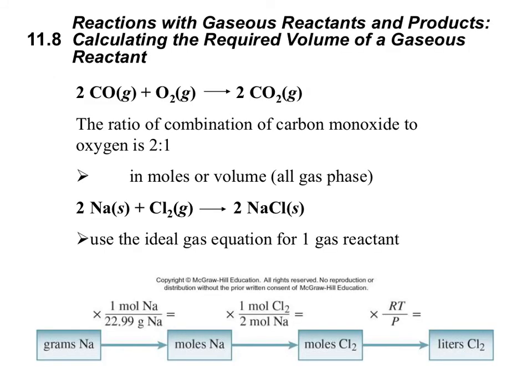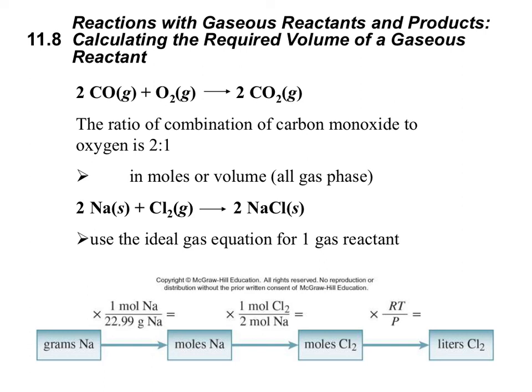Reactions with gaseous reactants and products. Calculating the required volume of a gaseous reactant. So, for example, if two carbon monoxide molecules are reacting with one oxygen molecule to give you two carbon dioxide molecules, well, the ratio of combination of carbon monoxide to oxygen is 2:1. This applies to both moles or volume, as it's all happening in gas phase.